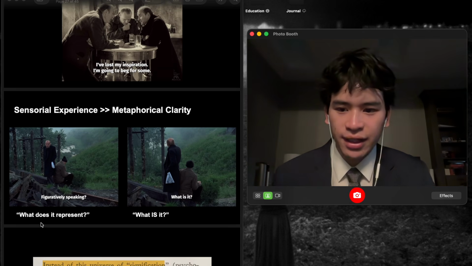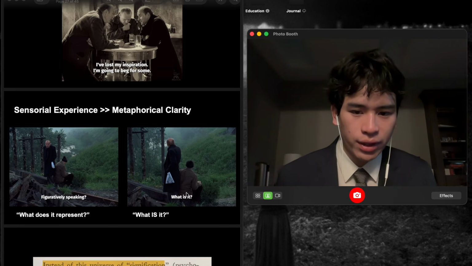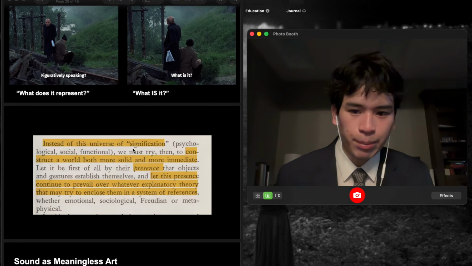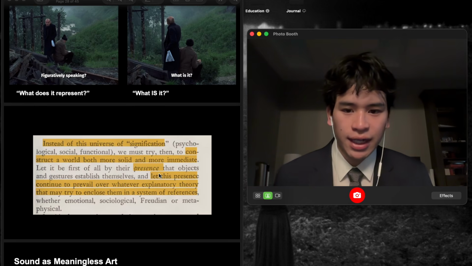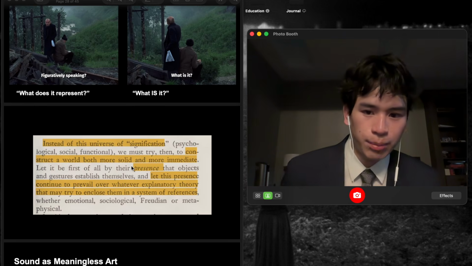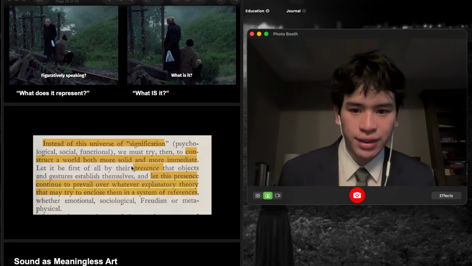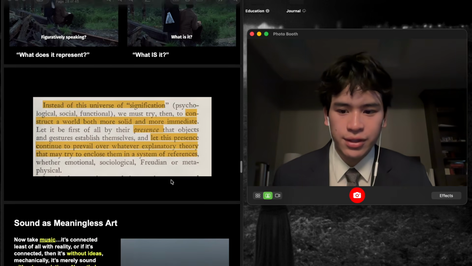And instead of asking, what does it represent? What symbols are you talking about? They ask, what is that noise, right? What is that object? And again, this is exactly what Alain Robbe-Grillet compels us to do with the new novel. He says, let's stop talking about metaphor and references, and let's just talk about what is solid and immediate and actually in front of us, right? Let's focus on the objects in the world around us. So big parallels between these two things here.